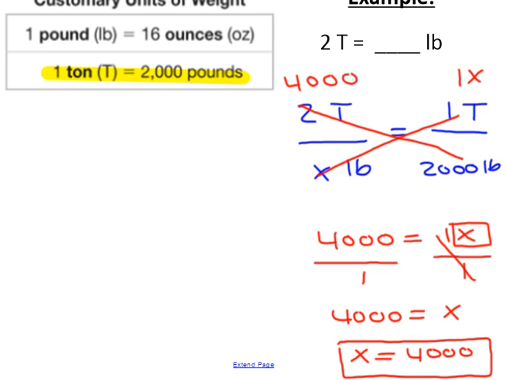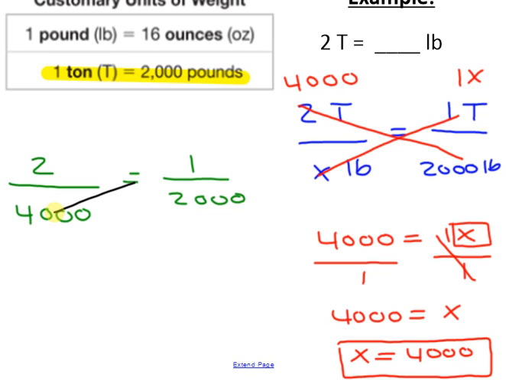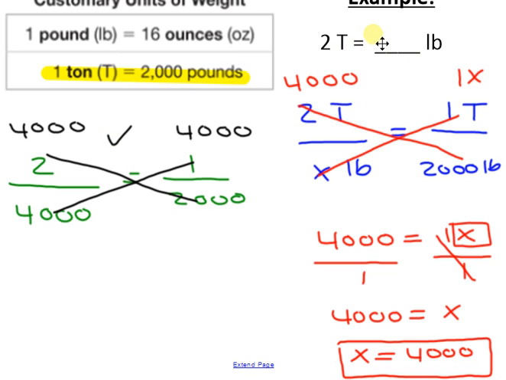Okay, always a good idea to check our proportion. So 2 over 4,000, because instead of x, I'm putting in 4,000, equals 1 over 2,000. So 4,000 times 1 is 4,000. 2 times 2,000 is also 4,000. So that checks out. So 2 tons equals 4,000 pounds.